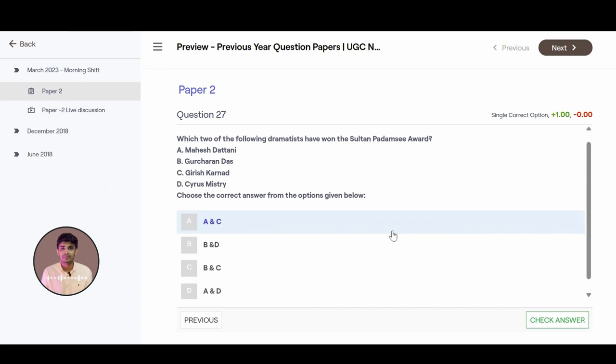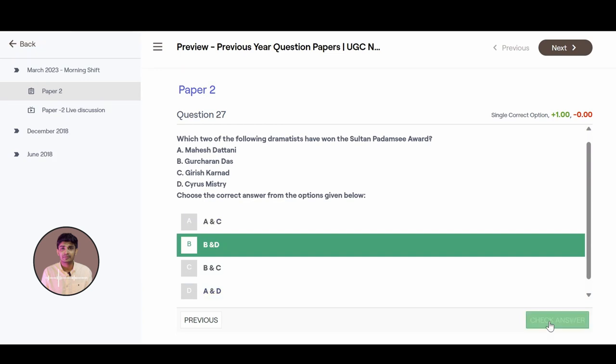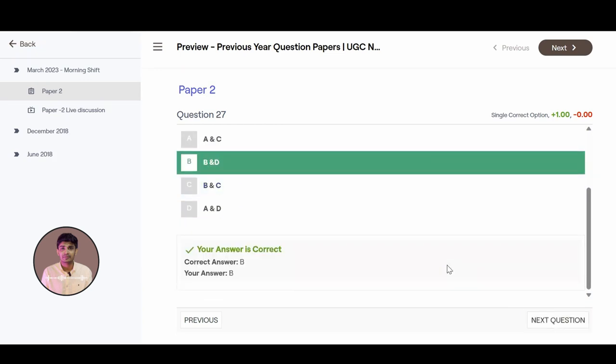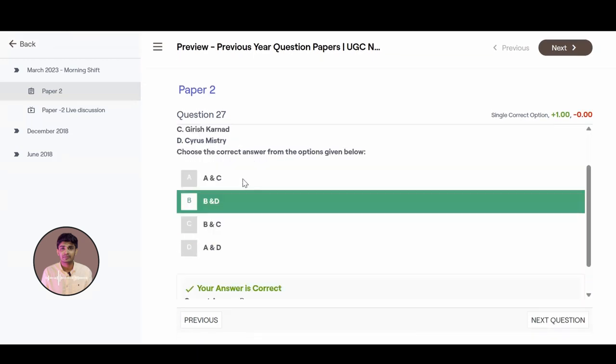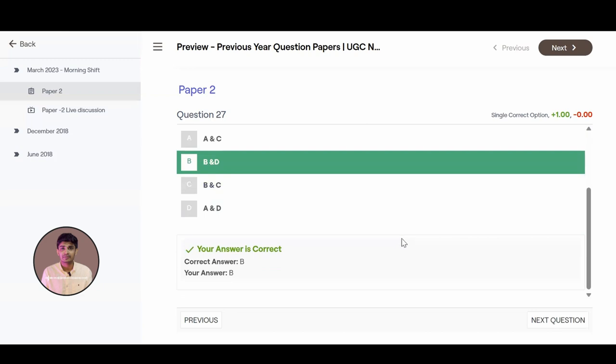A, okay. Dr. Hemant gave A as answer, but I'm afraid it's B. Let's see if it's B. B is the answer. Yes. B and D, which is Guru Charan Das and Siras Mistry, won the Sultan Padamsi Award, given for contributions in drama.